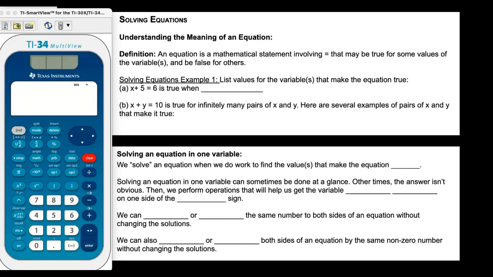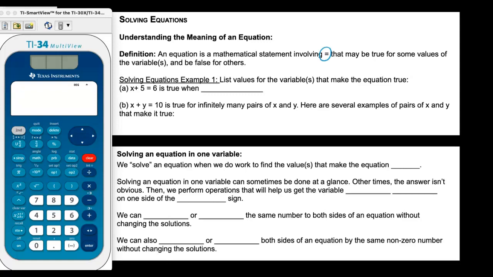In this video, I'm going to talk about how to solve equations. And before we jump into solving, I want to talk about just the meaning of an equation. So what is an equation? Simply, an equation is a mathematical statement that involves an equal sign that may be true for some values of the variable and false for others.